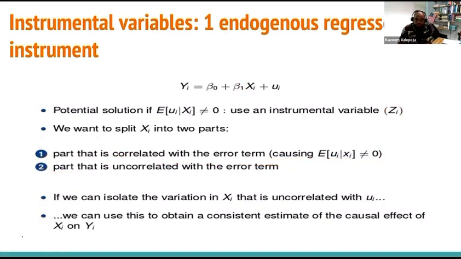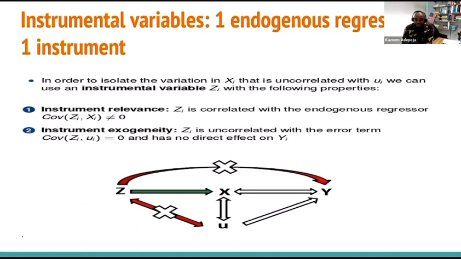Now, in order to isolate the variation in xi that is uncorrelated with ui, we're going to use the instrumental variable zi. I said something the other time: how do I know that the instrumental variable is going to work? It must satisfy two conditions. I talked about relevance and exogeneity. Relevance means the instrumental variable I'm using is correlated with the observed explanatory variable. That's why the covariance of zi and xi is not equal to 0.